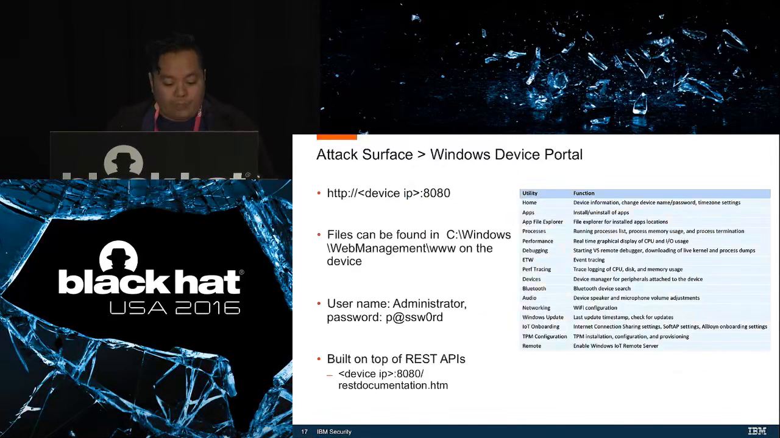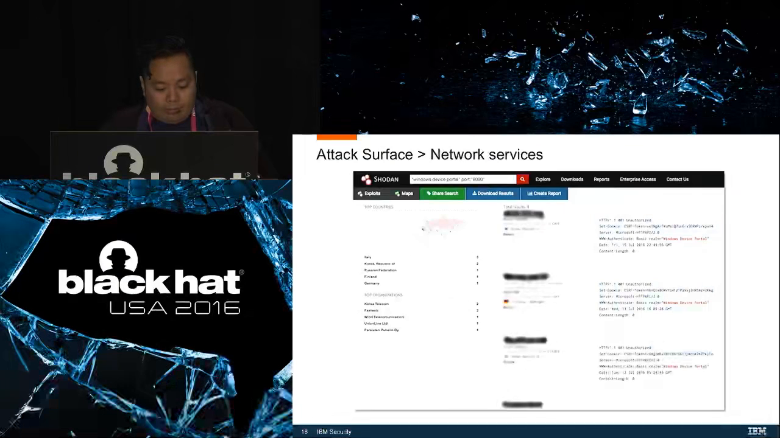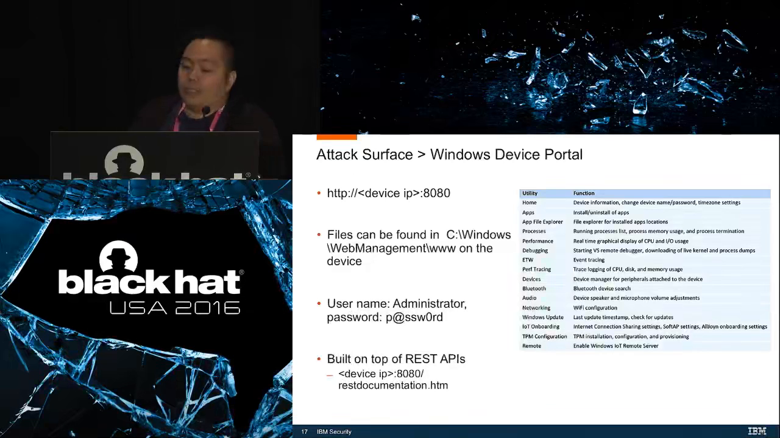Also, all the operations and functionality of the Windows Device Portal are built on top of REST APIs, so you can use those APIs to programmatically control your device remotely, and you can also control several devices at the same time. I'll show you later how I'm using that. Okay, so on the right side of the screen, you can see the list of all the tabs or the utilities and their functions.